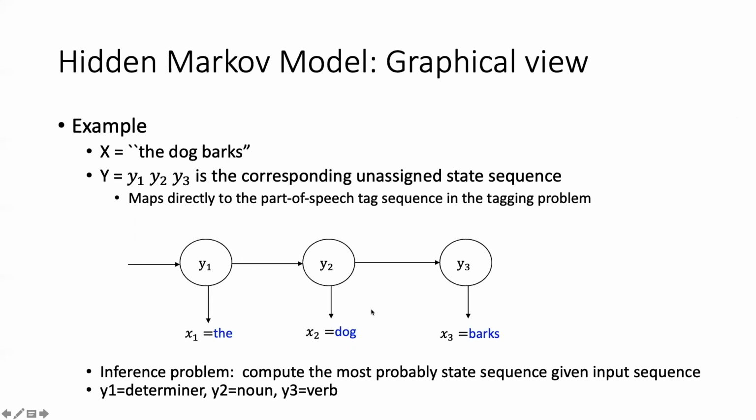This is the graphical view of HMM. For the example sentence, the dog barked, this is generated by the underlying hidden state sequence Y1, Y2, Y3. These underlying hidden states can be directly mapped to the word labels. The main challenge here is we know the observation sequence, but we don't know the hidden states which generated this sequence. So during the inference problem, we have to estimate the most probable state sequence given the input sequence.